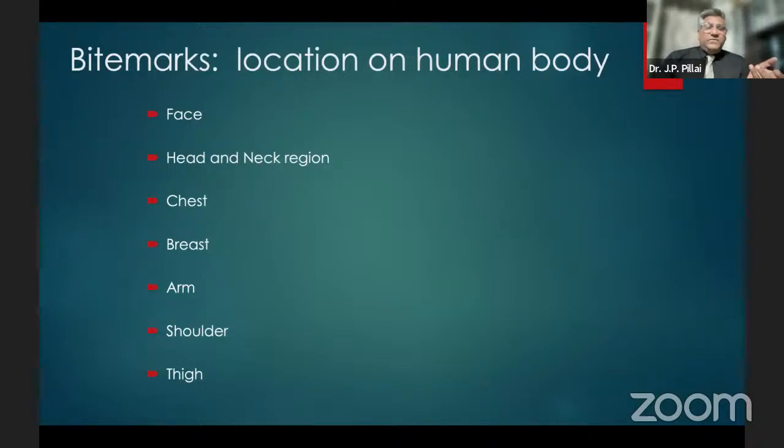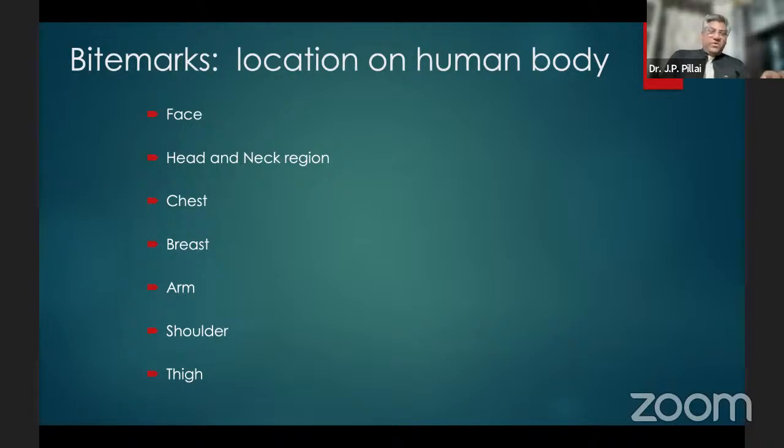So moving next, that is the location of the bite marks, where the bite marks occur in the human body. Most commonly, because these are all based on the various case reports and various evidences, the majority of these cases, the bite marks are seen on the face, the head and neck region, the chest, the breast, the arms, shoulder, thigh.